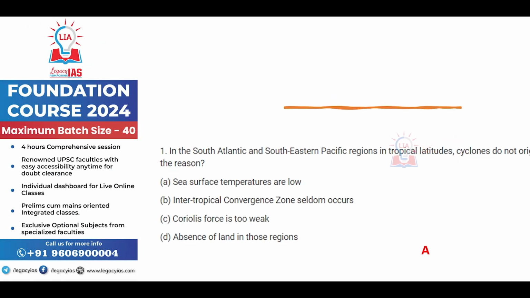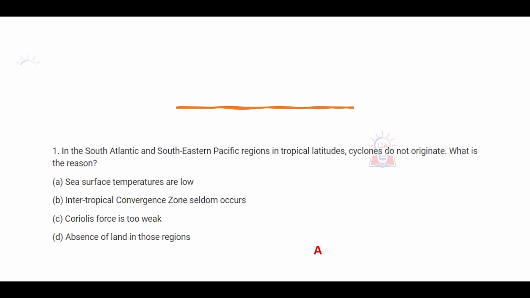So the first question is related to the field of climatology, where it has been asked that in the South Atlantic and the southeastern Pacific regions in the tropical latitude, cyclones do not originate. What is the reason? Obviously it is talking about tropical cyclones, because the tropical latitudes are clearly given in the question. So what are the reasons why tropical cyclones do not originate in the South Atlantic and southeastern Pacific region?